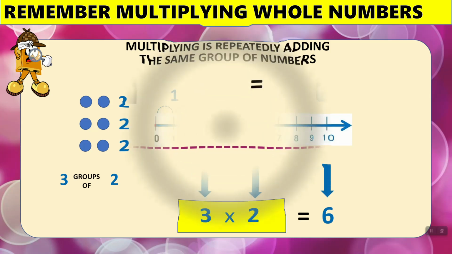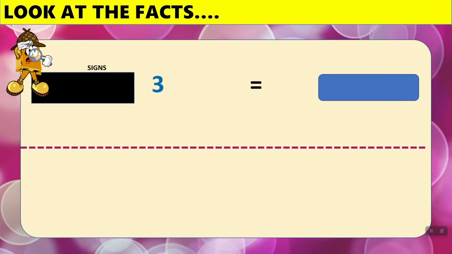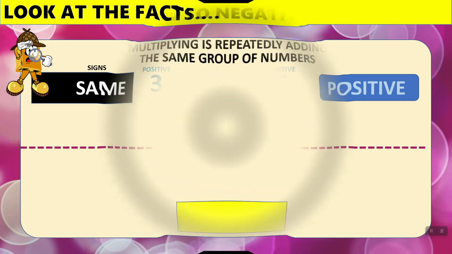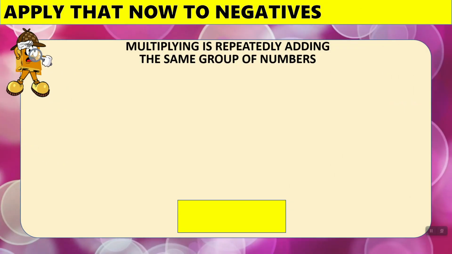We will need to remember this going forward, so let's write that down. 3 times 2 is equal to 6. If you look at both of these numbers, they are both positive, and the answer is also positive. So when the signs are the same, they are both positive, the answer is also positive. Let's look at what happens now when we apply that to negatives.